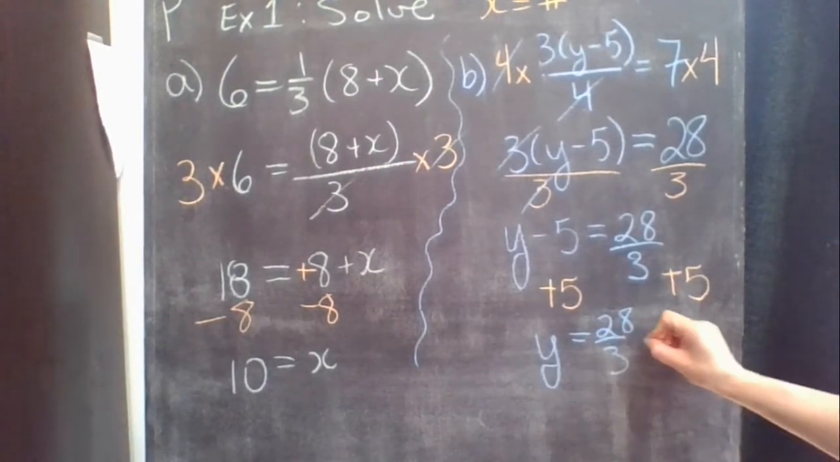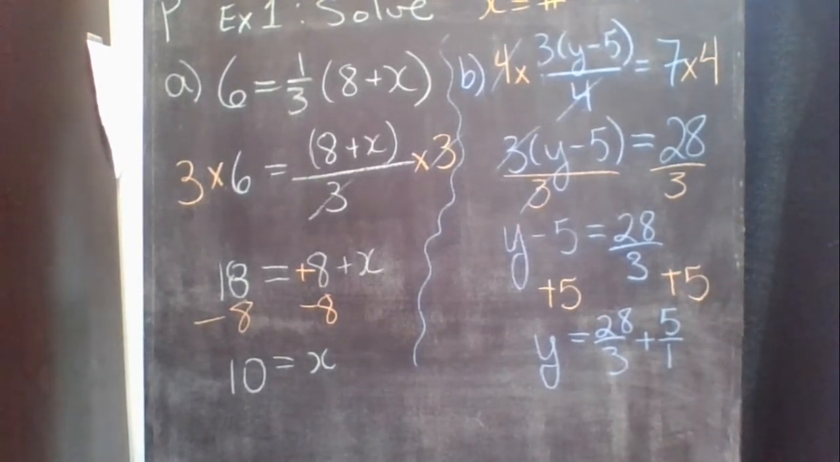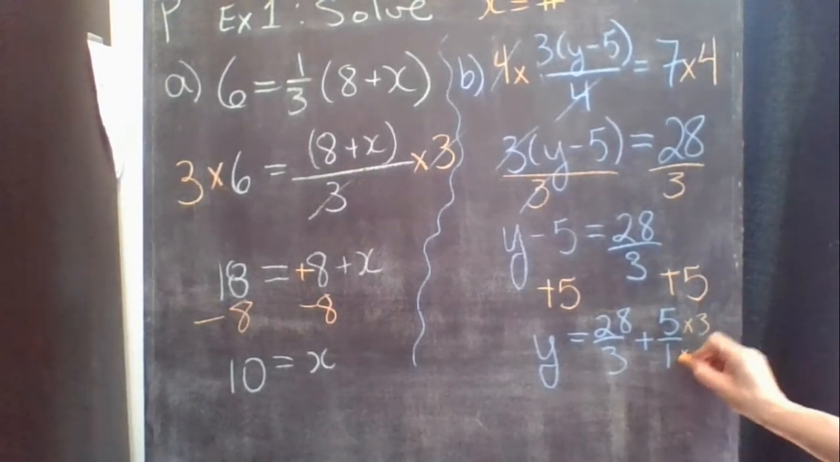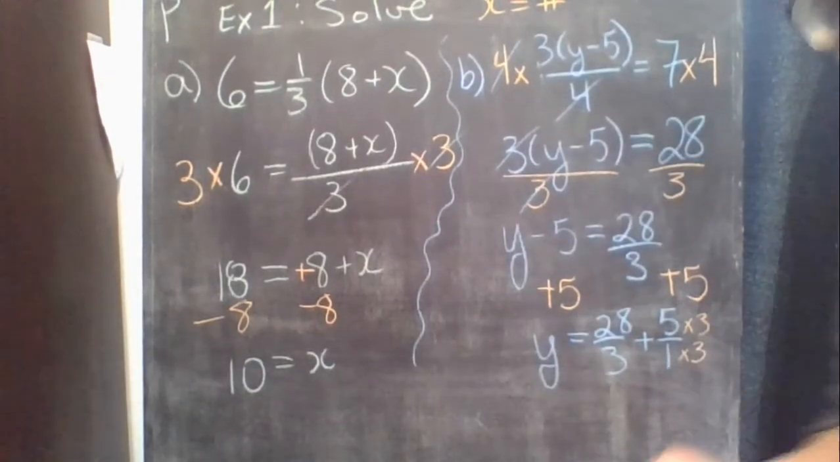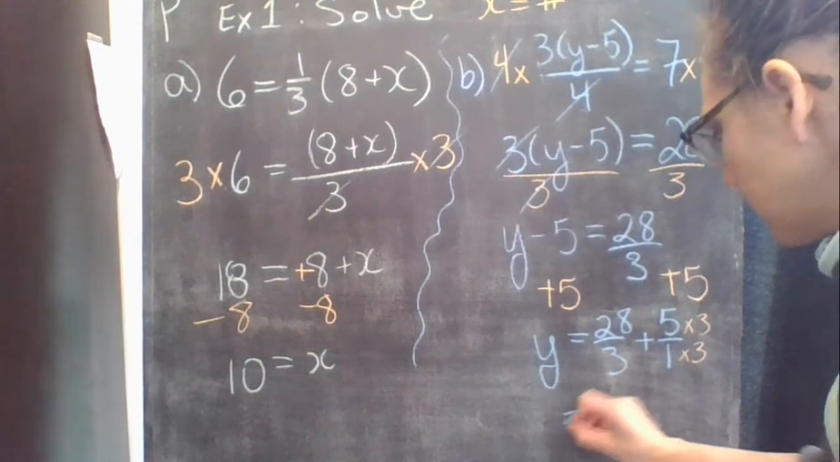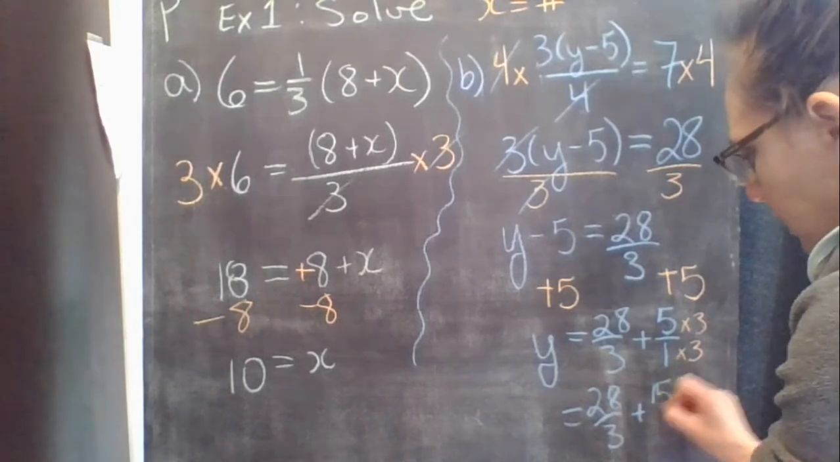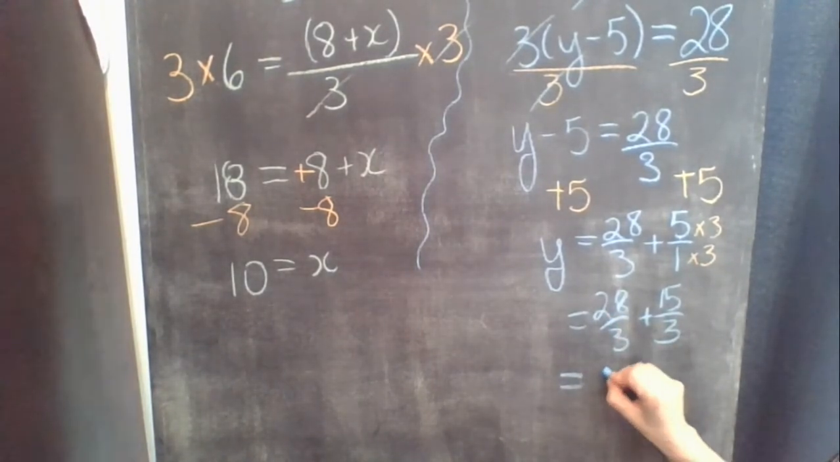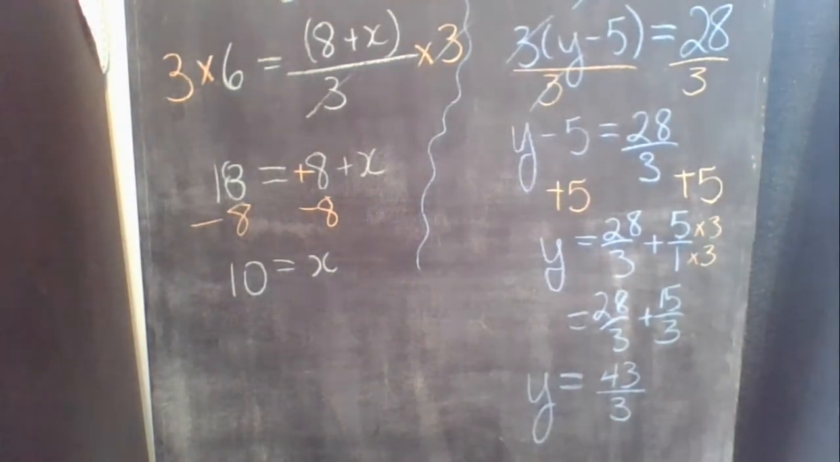28 over 3 plus 5. I'm just going to write it over 1. With fractions, I need a common denominator. So let's give this a common denominator. I've got 28 over 3 plus 5 times 3 gives me 15 over 3. Final answer: 28 plus 15 is 43 over 3. So there's my answer.